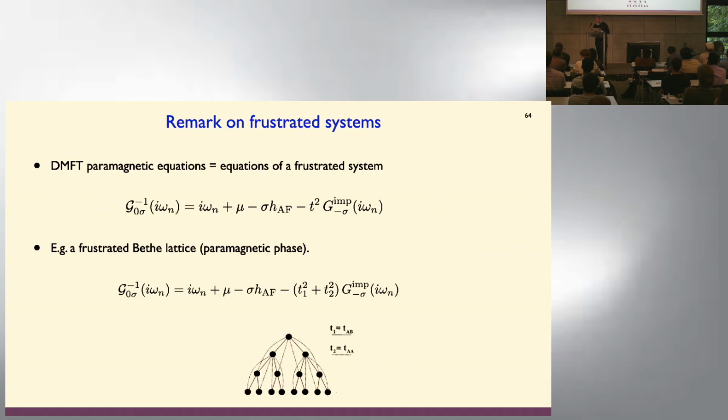A small remark on the frustrated systems. If you take, for example, the Bethe lattice, you can see that you have the same equations for frustrated systems if you put first neighbor hopping and second neighbor hopping. The equations are almost the same, with T1 and T2 here compared to T, as the paramagnetic equation that you had before. So when you solve the paramagnetic equation, because you only depend on the density of states in your self-consistency condition, you're solving, in fact, the frustrated system in practice for the physics.